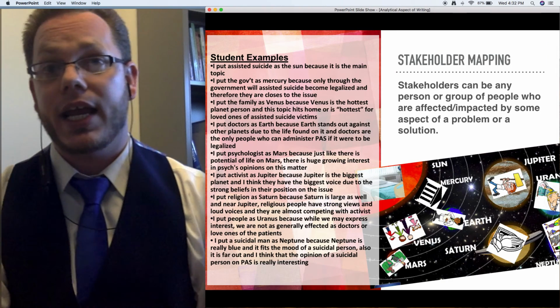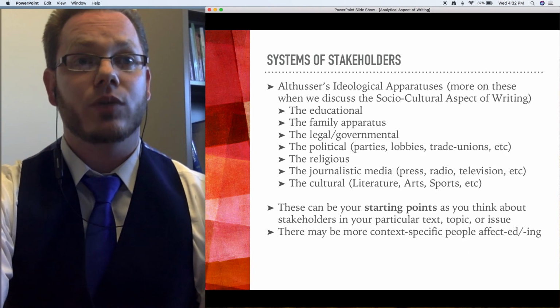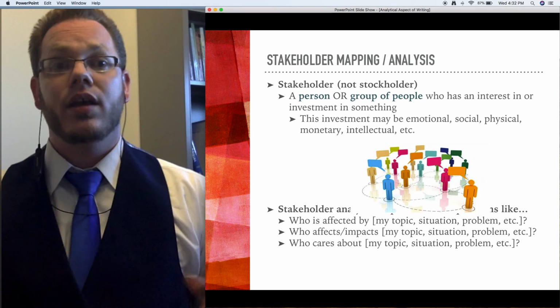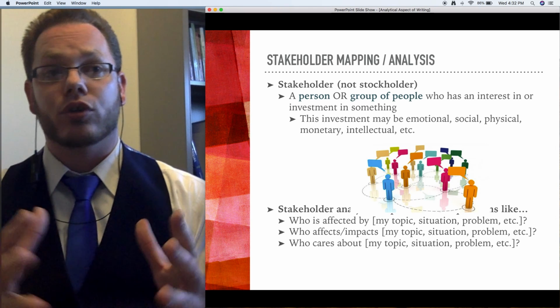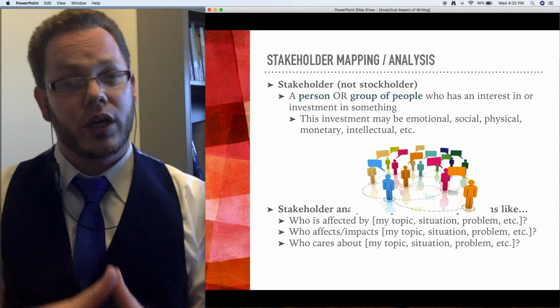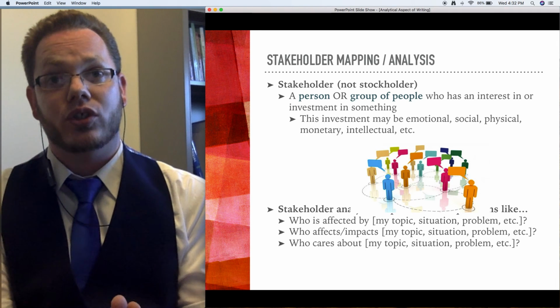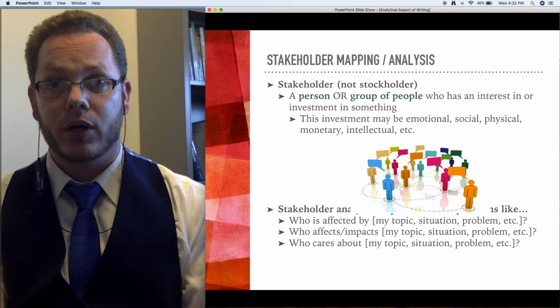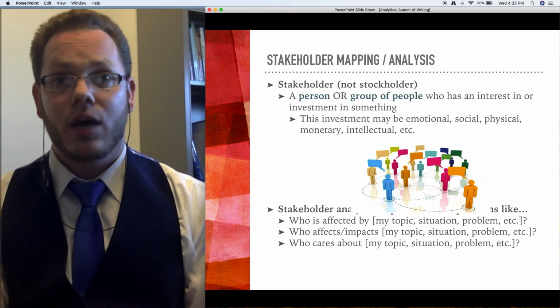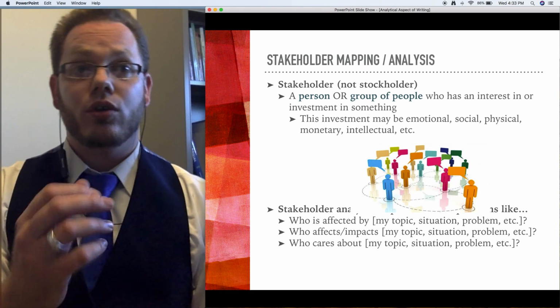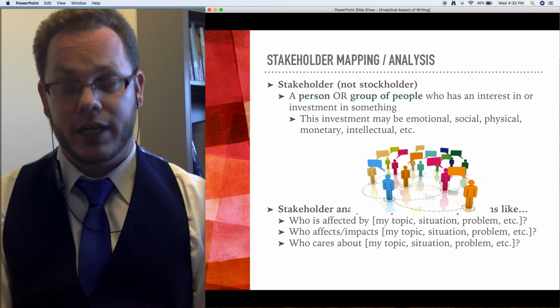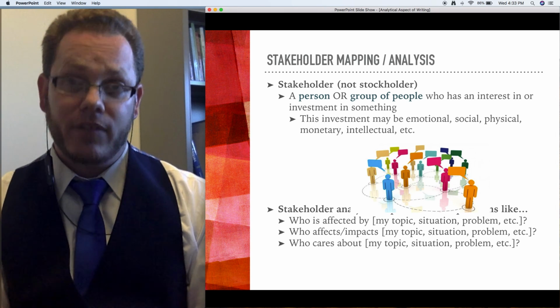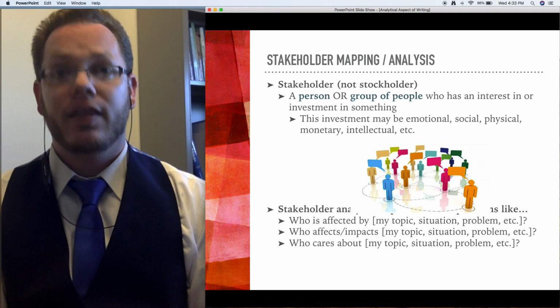With that ends stakeholder analysis, which again has to do with mapping out people or groups of people who have an interest or an investment in whatever it is you're studying. Whatever that topic of your essay is, whatever the burning concern you have is, whatever problem you're trying to solve, you can use stakeholder mapping or stakeholder analysis to figure out who affects or is affected by this thing.